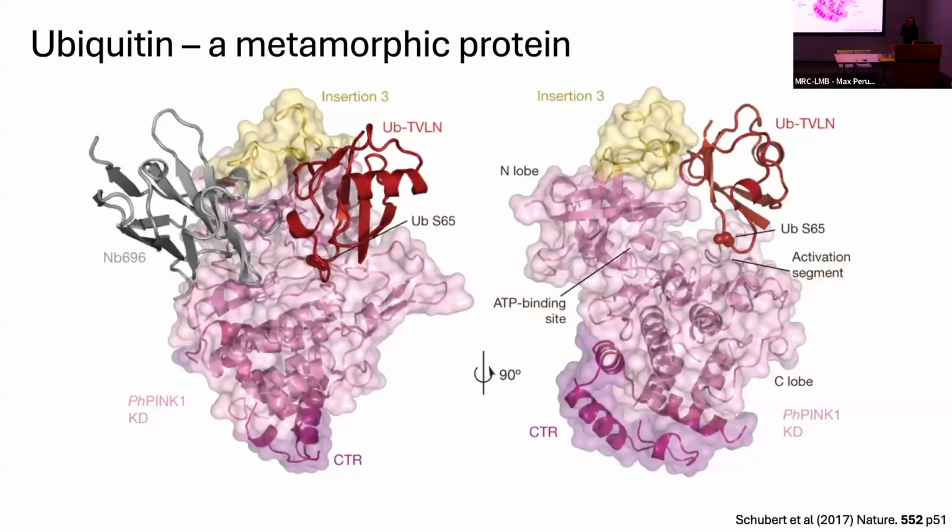And this retraction is important because if you look at the model, this is a crystal structure of the kinase PINK1 that phosphorylates it. The active site is really deep in the core of the protein. So if your ubiquitin can't retract, then it can't get that loop into the core of the protein, so it can't be phosphorylated. So it's functionally important.